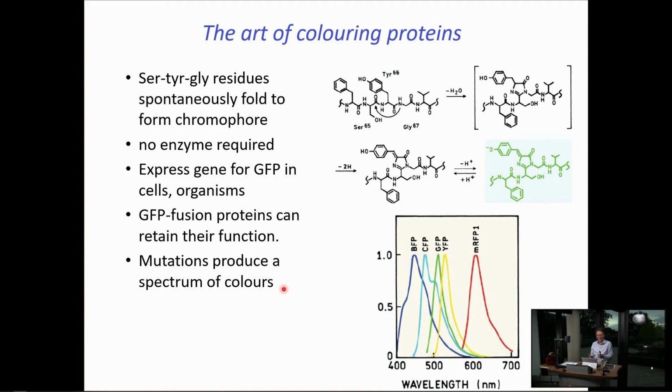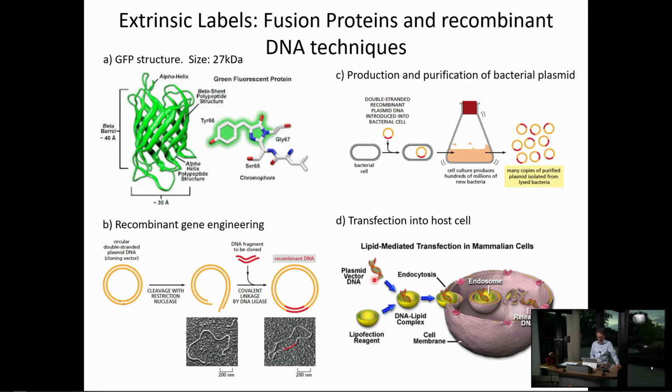They have mutated them in painstaking experiments to actually generate a whole range of colors that allow you to target many species simultaneously inside living cells. And so how do you actually apply this technique? You use recombinant DNA technology. So it's a classic molecular biology, biotechnology example.